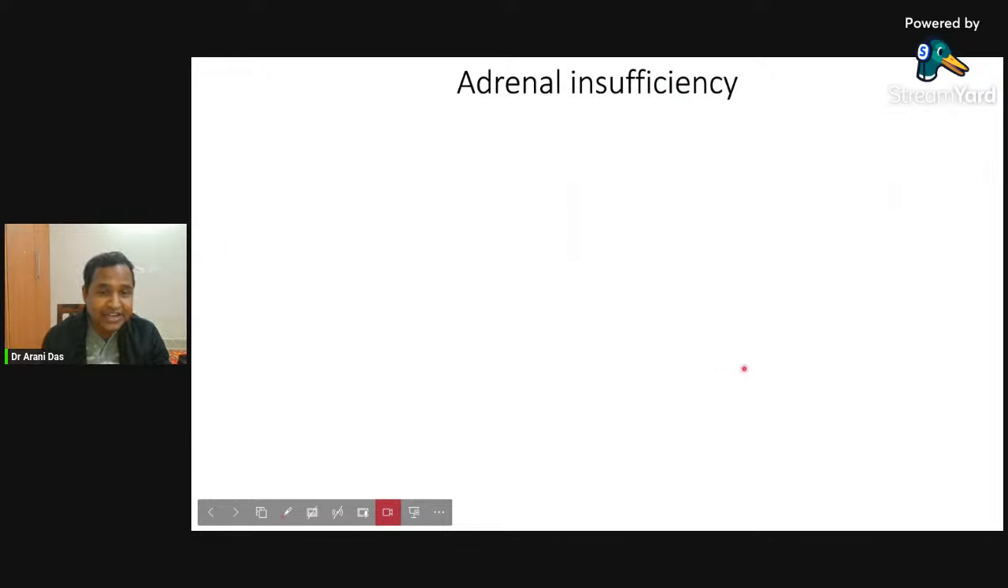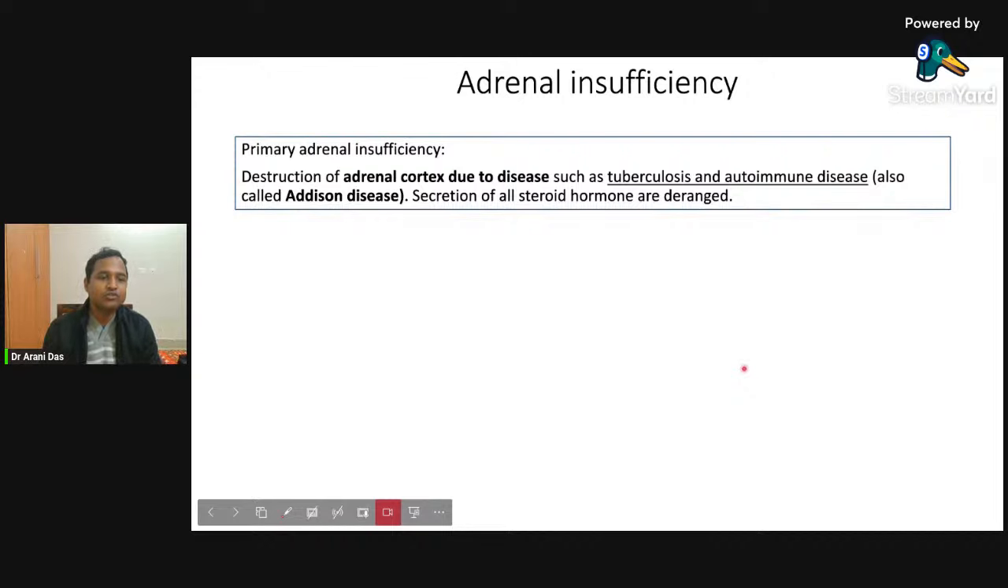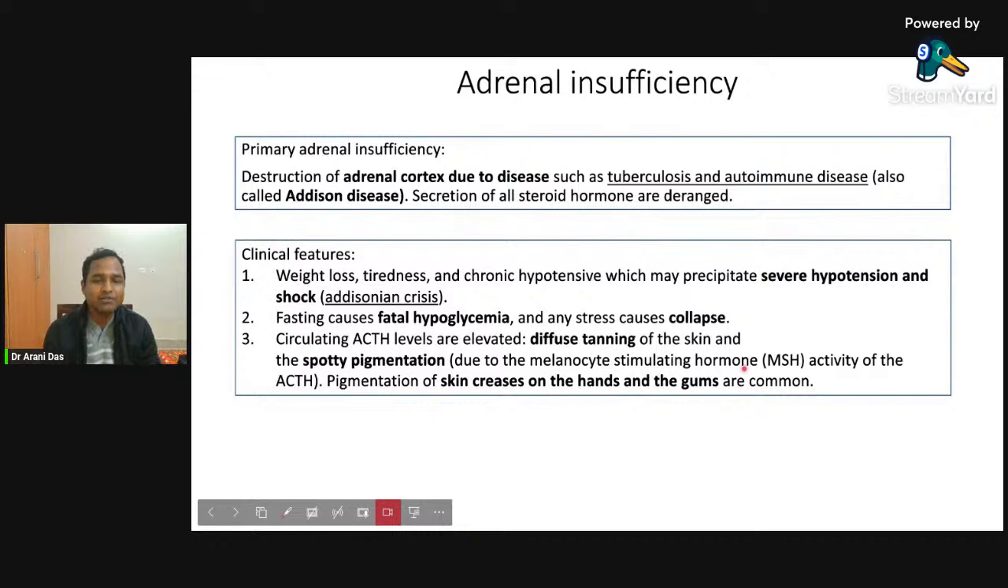Next, we are going to discuss adrenal insufficiency, which is the third type of disorder, where the adrenal cortex is being destroyed. It is also classified as primary adrenal deficiency because of destruction of the adrenal cortex due to other diseases. For example, one of the commonest diseases where it is seen is tuberculosis, and also autoimmune diseases. Tuberculosis and autoimmune diseases destroy the adrenal cortex, so all steroid hormone production is halted or deranged. That produces adrenal insufficiency. Mostly the adrenal cortex is affected. What are the features? Because cortisol is less, mineralocorticoids are less, and adrenal androgens are also less in production.